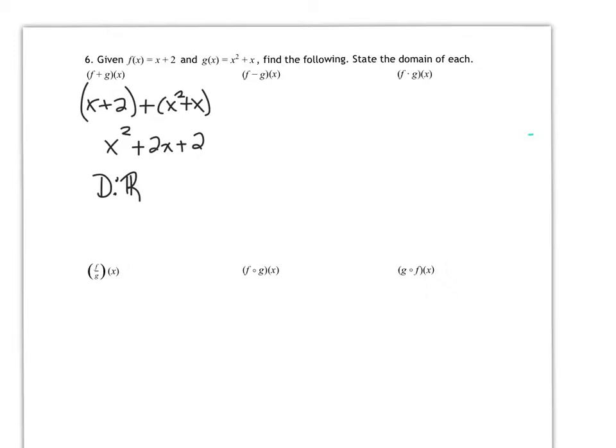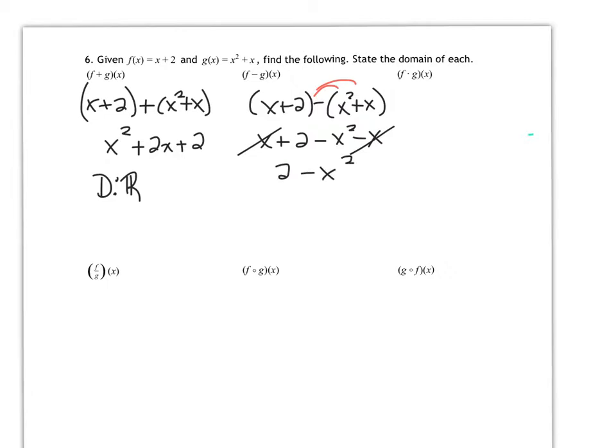For the next one we're going to subtract, so same thing, let's go ahead and put the parentheses, so x plus 2 minus x squared plus x. I would go ahead and distribute the negative sign. So that's going to be x plus 2 minus x squared minus x. Just make sure you distribute it to both of those things in the second polynomial. These x's cancel and we're left with 2 minus x squared.